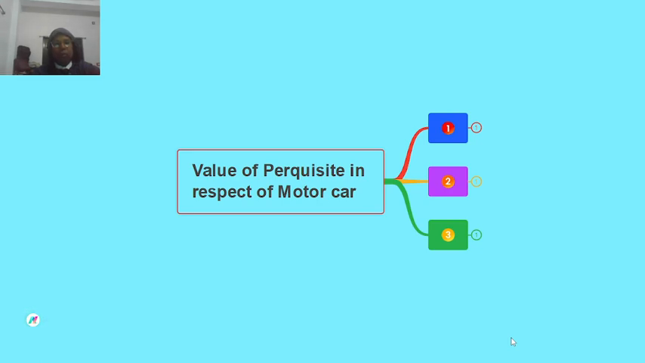Value of perquisite in respect of motor car. What is perquisite? The perquisite is the benefit given by the employer to the employee. The taxable perquisite would be taxable in the hands of the employee when they calculate the income from salary. So, the value of perquisites in respect of the motor car.